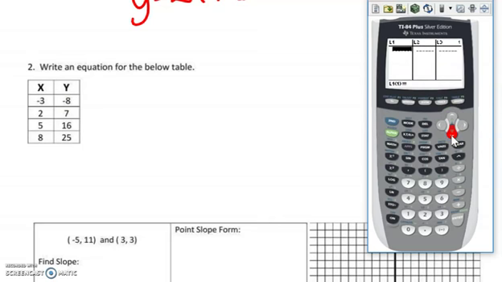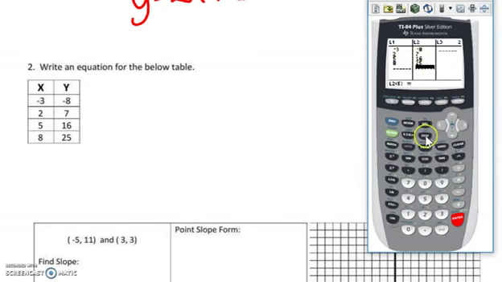So I'm just going to type in all of these x's at once. So -3, enter. 2, enter. 5, enter. 8, enter. And I match them up. -3 goes with -8. Enter. 7, 16, and 25. Perfect. So there we go. We get that kind of stuff. I double check it to look that it matches.